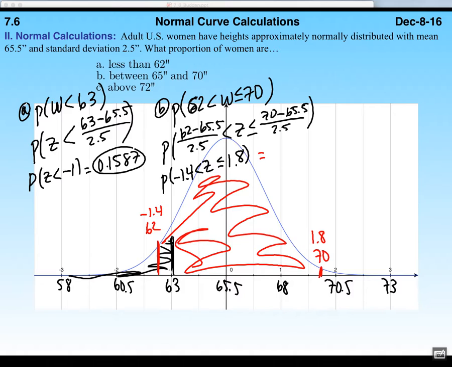So, in the calculator, you're going to need normal CDF. Our lower bound in this case is negative 1.4. Our upper bound is 1.8. Our mean is 0. Our standard deviation is 1. I got 0.8833. So about 88% of women will fall in that range.